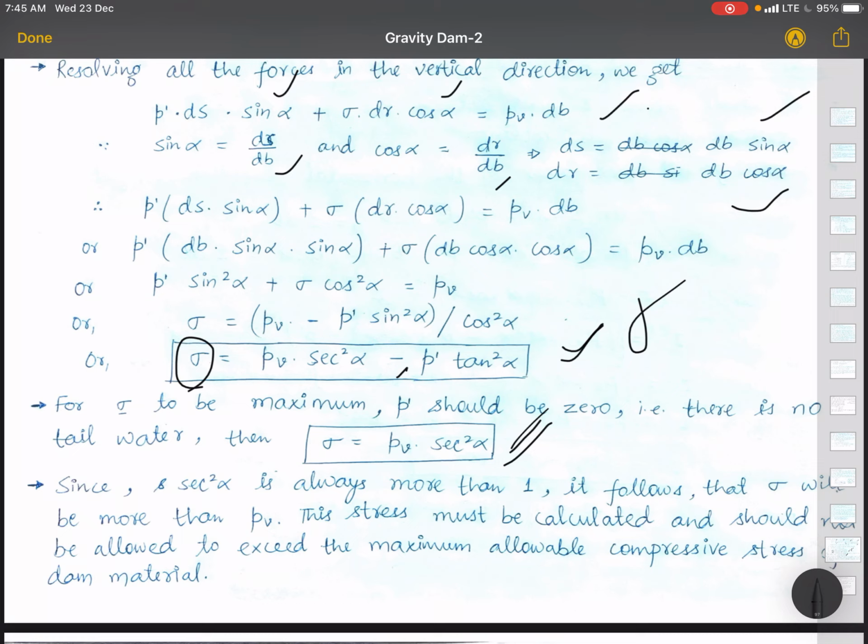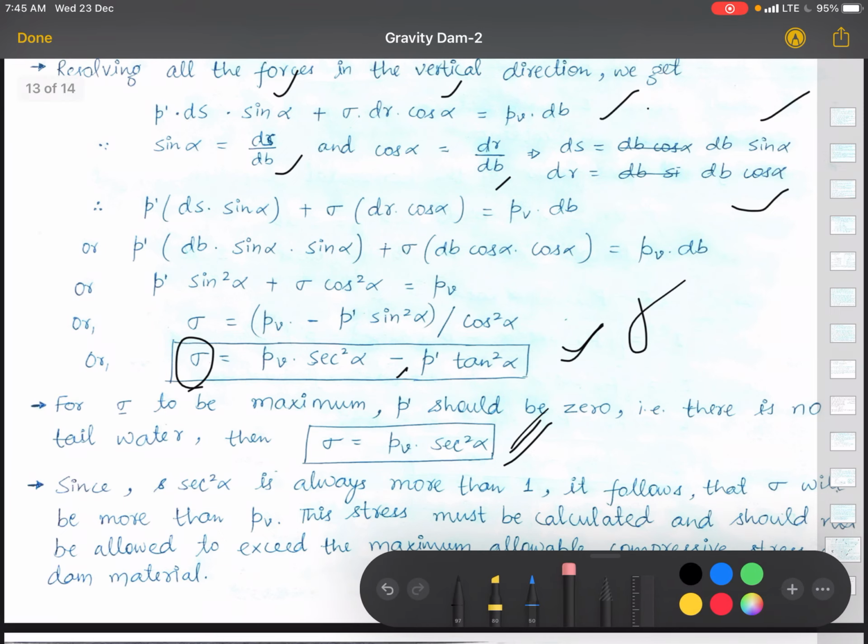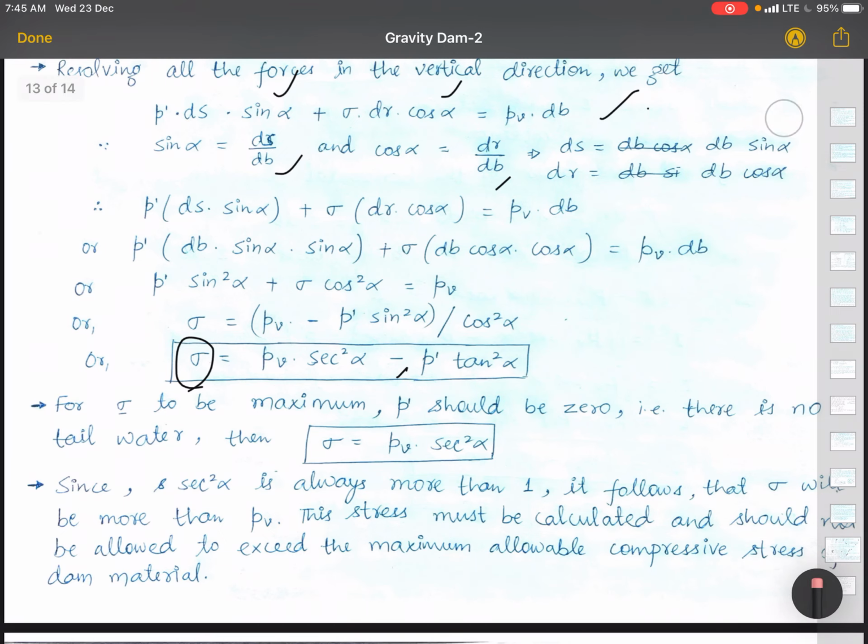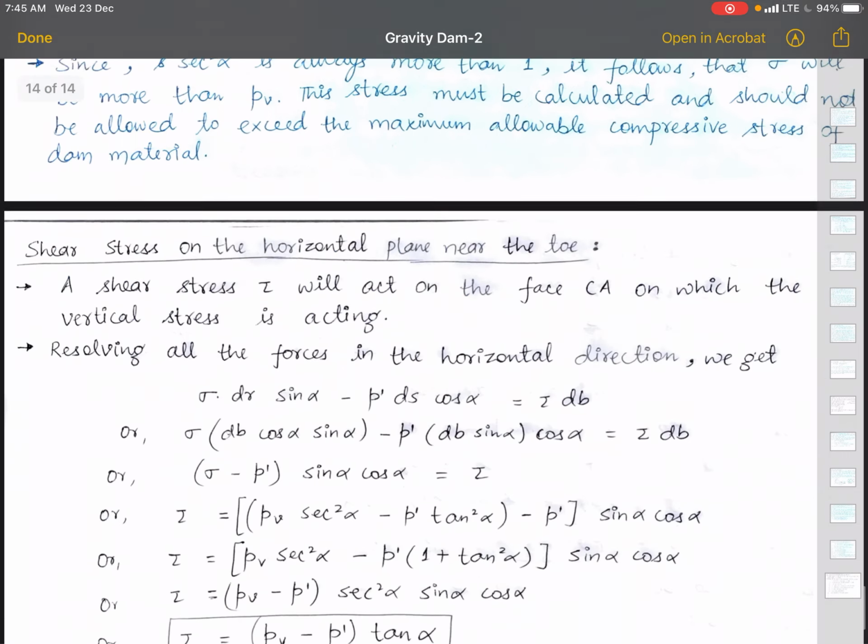So why have we done all this? So that we can get the maximum value, and the stress generated anywhere in the dam should not exceed this value. For knowing this only, we have calculated all these stresses. Now, this was the principal normal stress. Now we are going to see the shear stress.